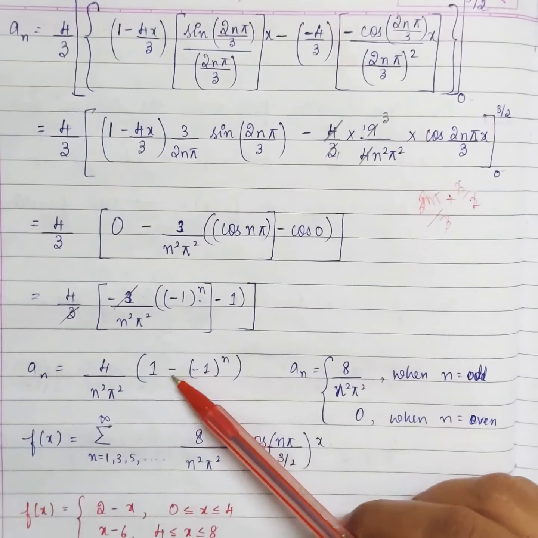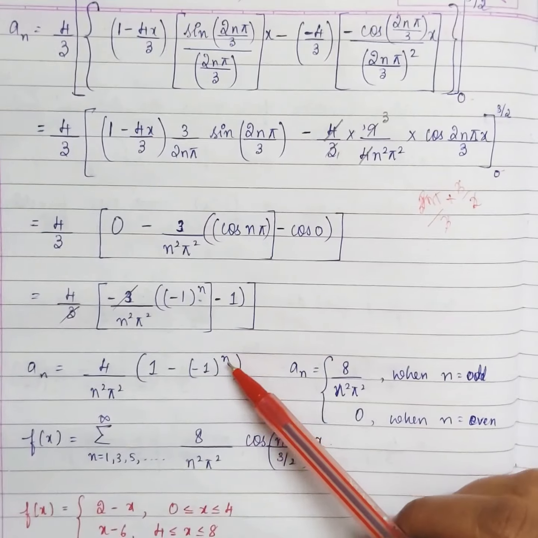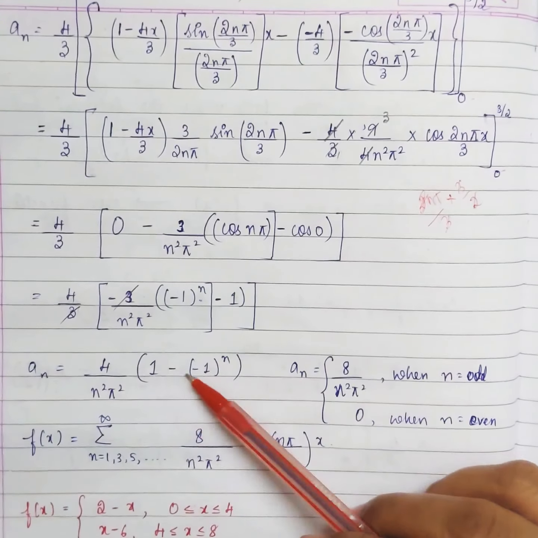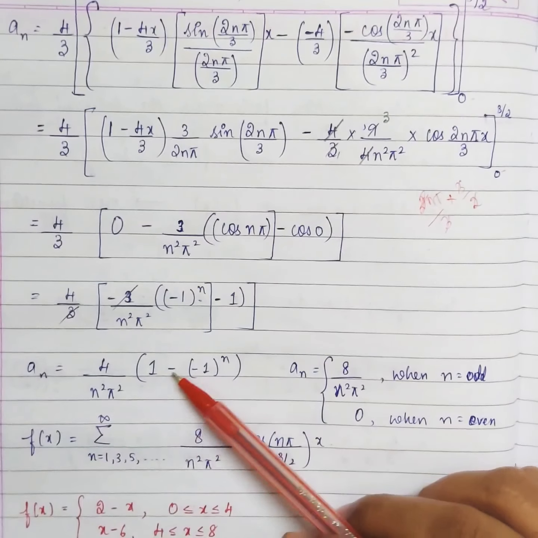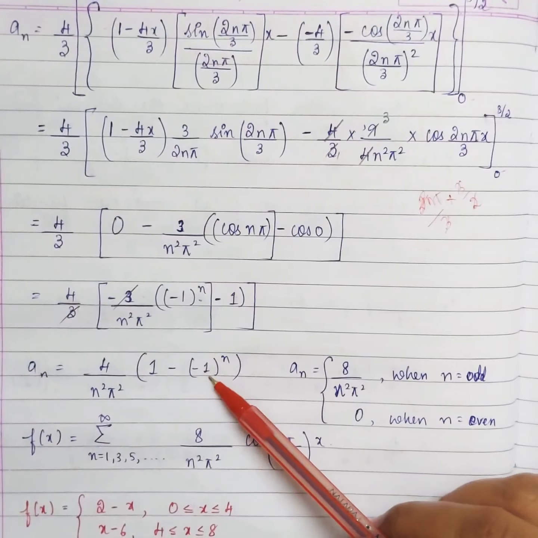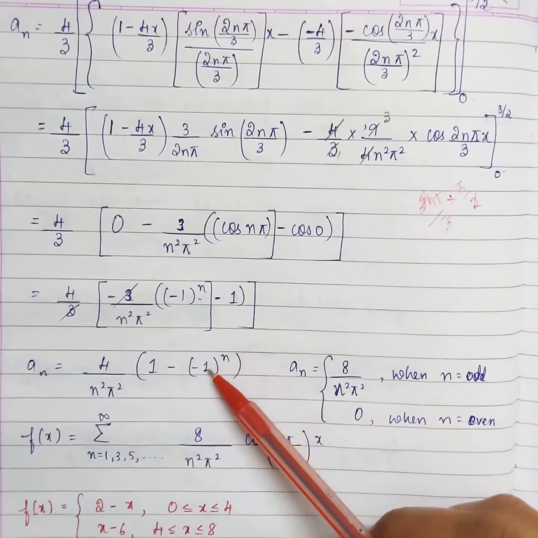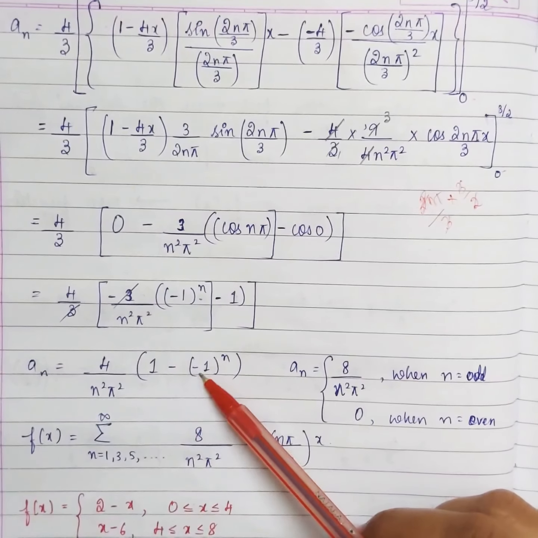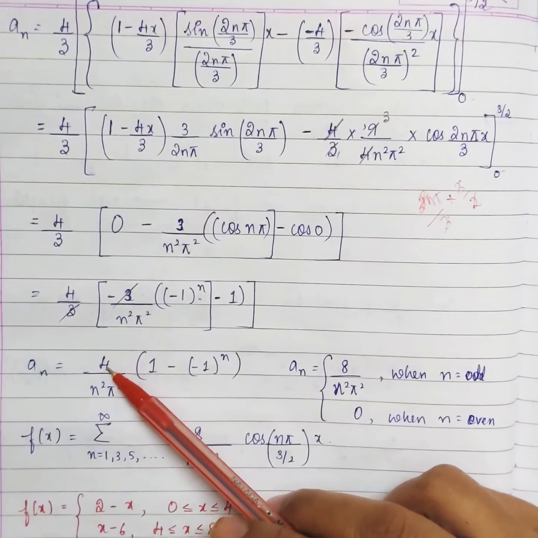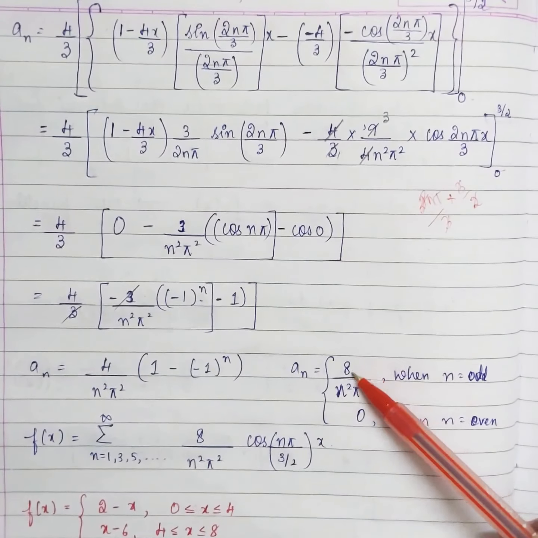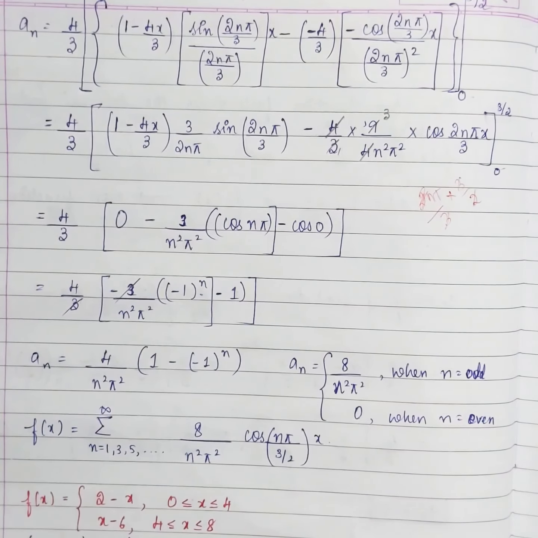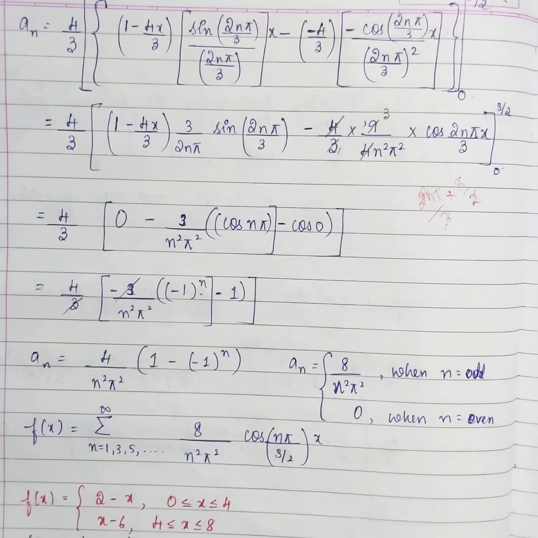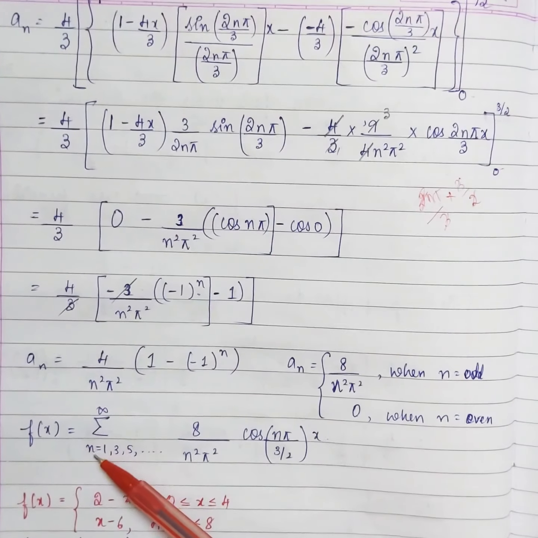Whenever we see 1 minus 1 power n, if n becomes even, it will become 1 minus 1, 0. Correct? So when n becomes odd, it will become 1 plus 1, because minus 1 power 3 means negative sign will be there. So you will get 1 plus 1, 2. 2 4s are 8. So we will get 8 by n square pi square when n is odd and 0 when n is even.